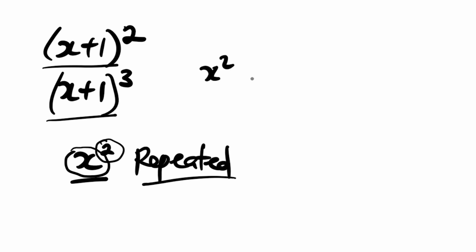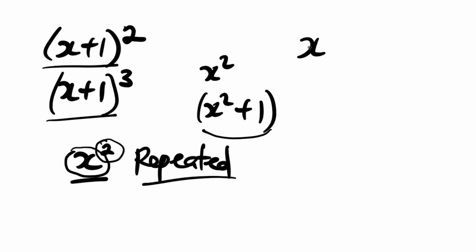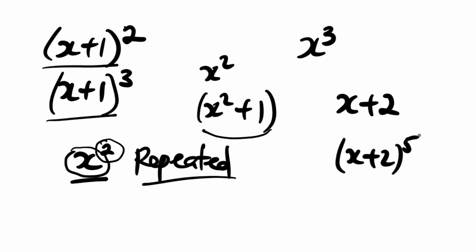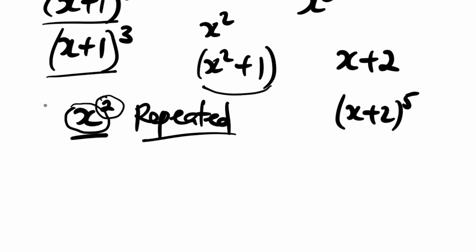So x squared alone as a repeated factor is different from x squared plus 1. This is a quadratic factor. This whole thing is a factor, but x alone we said is a linear factor. So if a linear factor carries a power more than 1, then that becomes a repeated factor. x plus 2 is a linear factor, but x plus 2 all to the power, say 5, becomes a repeated factor.